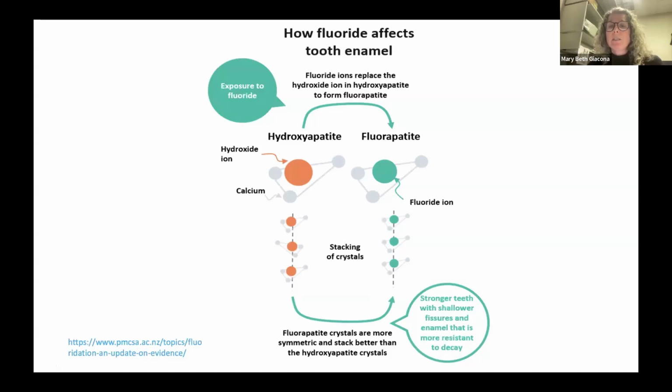So you end up with stronger teeth with shallower fissures. Again, fissures are those spots, those deep grooves in teeth that are really prone to tooth decay. So if you can shallow or harden out those, basically crystallize inside the fissure with fluoride, you're going to be very, very much more resistant to tooth decay happening.